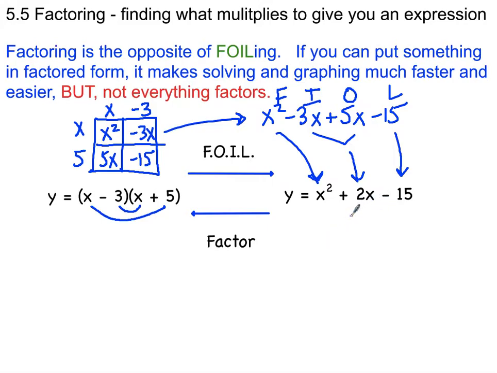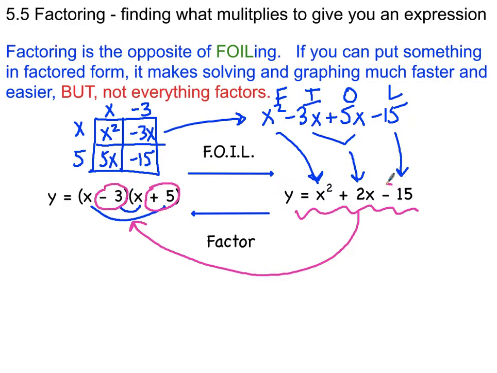Factoring goes in the opposite direction. So now we're going to be starting with a problem that looks like this, and we want to write it in this form. Some things to notice is that these two numbers right here will multiply to give you this last term. Negative 3 times 5 is negative 15. But just like we had up here, the outsides and the insides added together make this middle term. So if we add the negative 3 and the 5, we get 2.